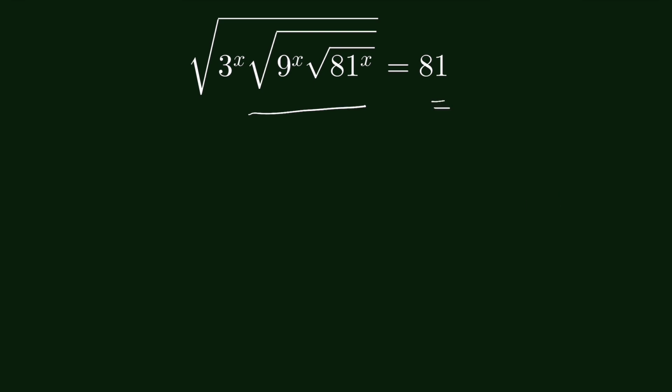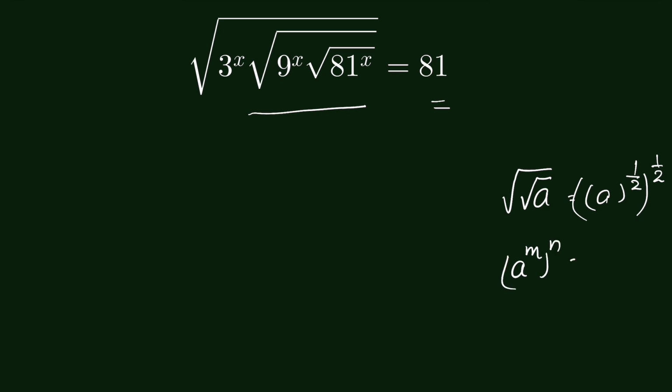Now when a is under square root, it means a is raised to the power of 1 upon 2. When the square root is under square root, it means a is raised to the power of 1 upon 2, then again raised to the power of 1 upon 2. And when a raised to the power m, whole to the power n, is equal to a raised to the power m times n. So we can use this property in the first method to solve this question.